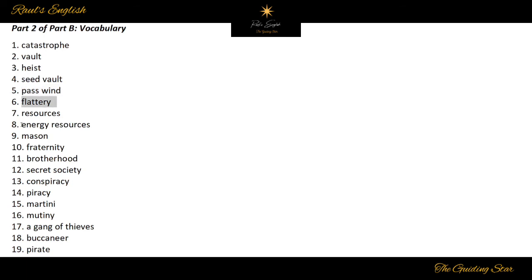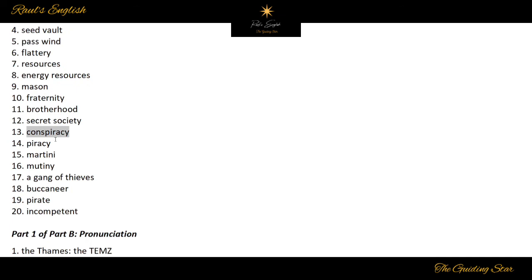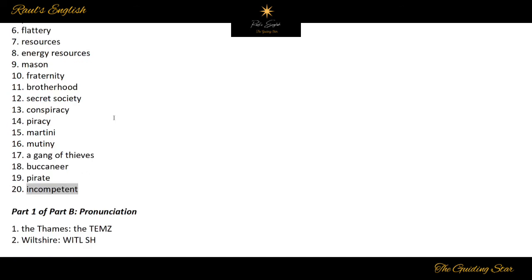Flattery, resources, energy resources, Mason, fraternity, brotherhood, secret society, conspiracy. 14, piracy. 15, martini. 16, mutiny. So 15 is martini and 16 is mutiny. 17 is a gang of thieves. 18 is a buccaneer. 19 is a pirate. And 20 is incompetent. So if you want to do the pronunciation, just revise this section in the video, or the segment, whatever you call it.